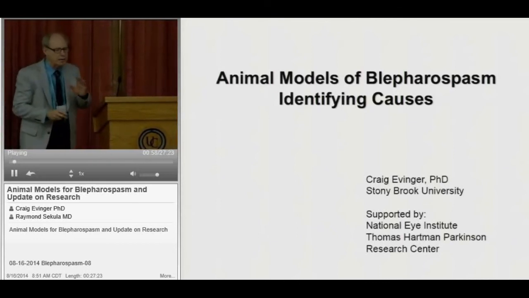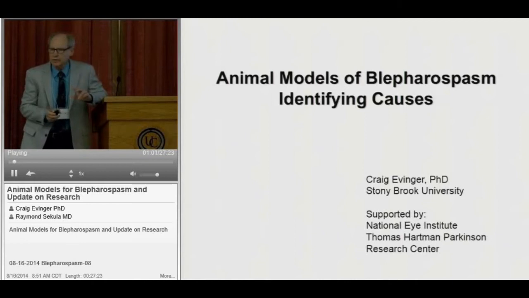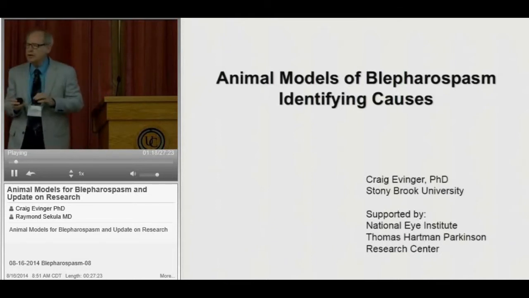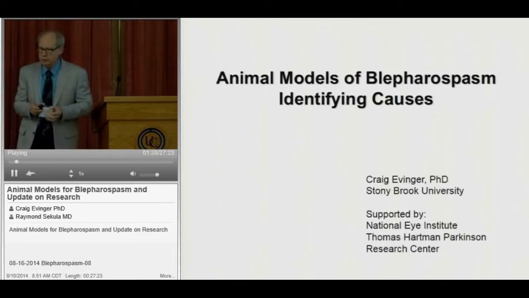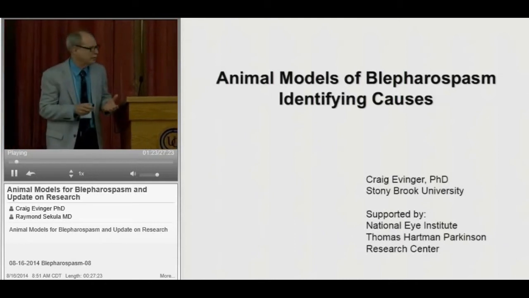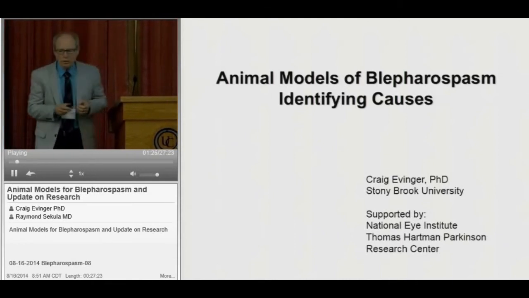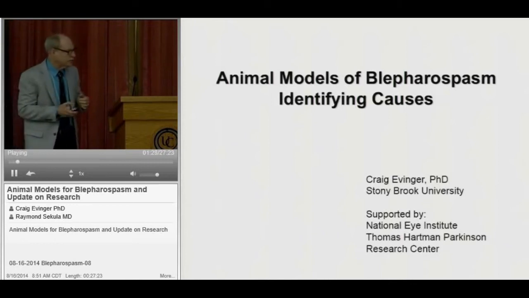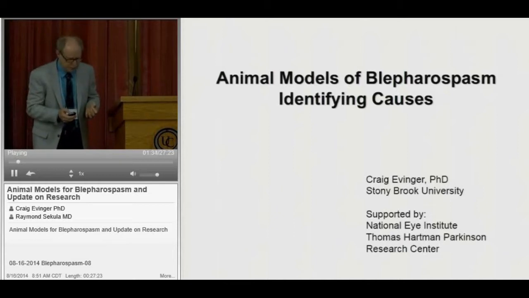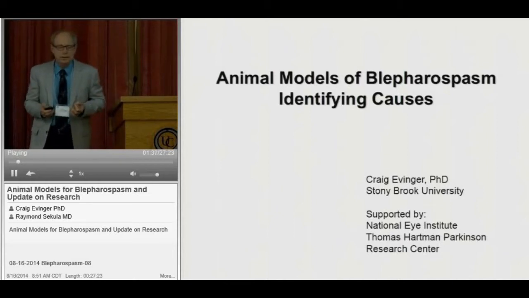Animal models in neurological diseases serve at least two critical functions. One, they're useful for testing the safety and the efficacy of new drugs or new treatments of any kind. And secondly, they enable us to identify changes in the brain that could actually produce neurological diseases in a way that's not possible to do in people. And so what I want to talk to you today about are investigations into those possible mechanisms for producing blepharospasm.